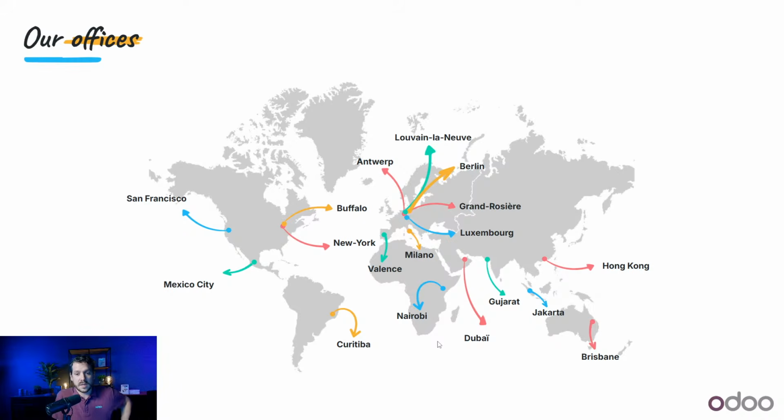So here you can see a bit about our offices. You can see that we are present in a lot of countries. Actually, we are on all continents. So we have offices in North America, South America, Africa, Europe, Asia, and as well in Australia.